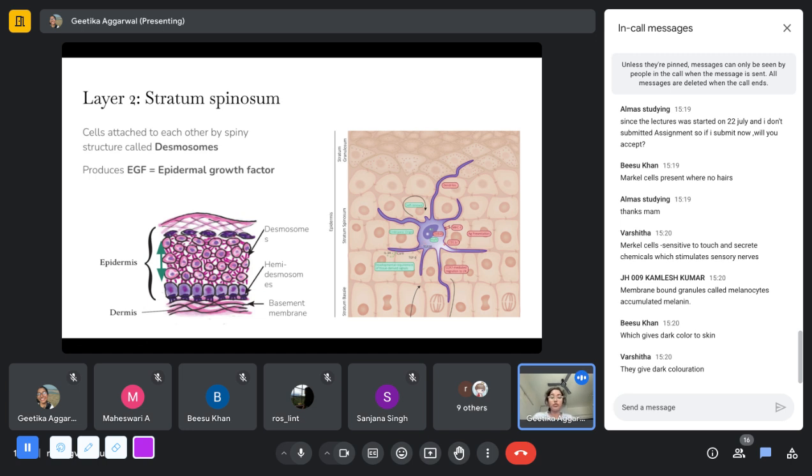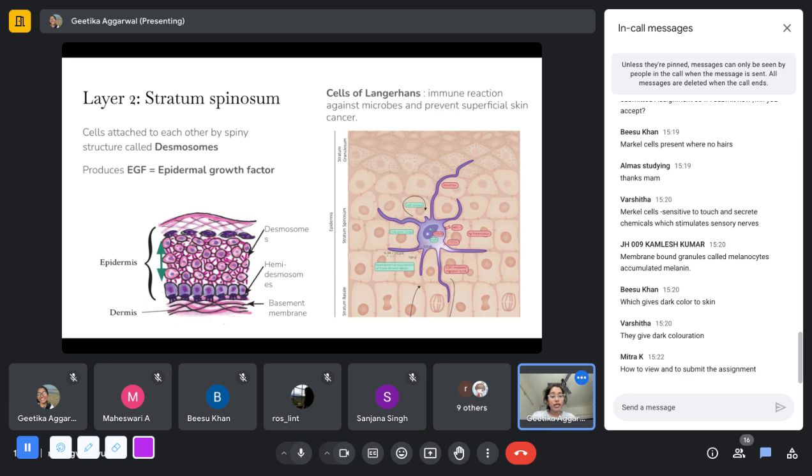It's the stratum spinosum. And this layer has cells called the cells of Langerhans, and these cells are responsible for an immune reaction against microbes, and consequently they prevent any superficial skin cancer. So this is also an important thing to remember: what are cells of Langerhans and how do they work.